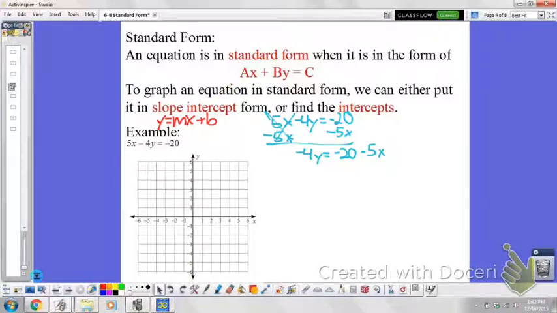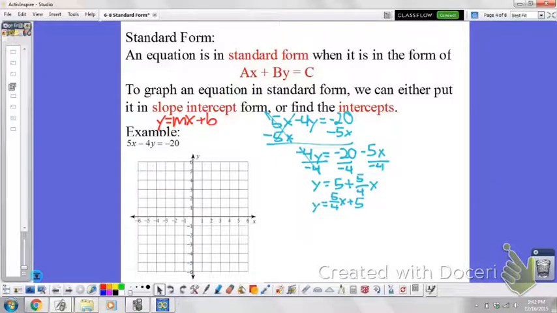Last step is to get rid of the negative 4, so I need to divide everything by negative 4. The negative 4s on the left cancel out. I'm left with y is equal to negative 20 divided by negative 4, which is a positive 5. And negative 5x divided by negative 4 is a positive 5 over 4x. For those of you that are a little uncomfortable with that x being second, it's okay to rewrite it as y equals 5/4 x plus 5.